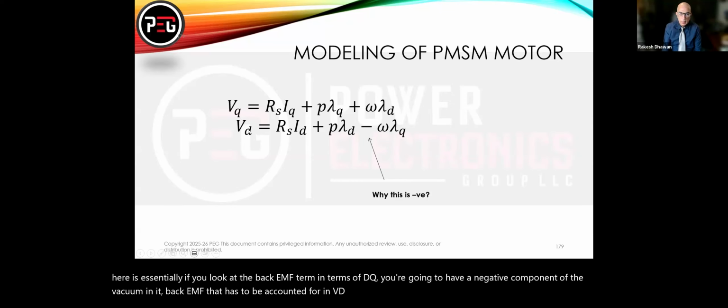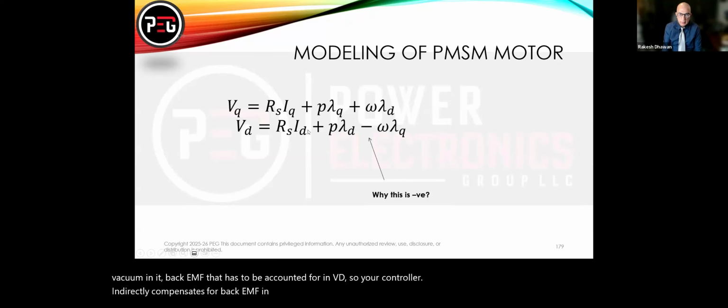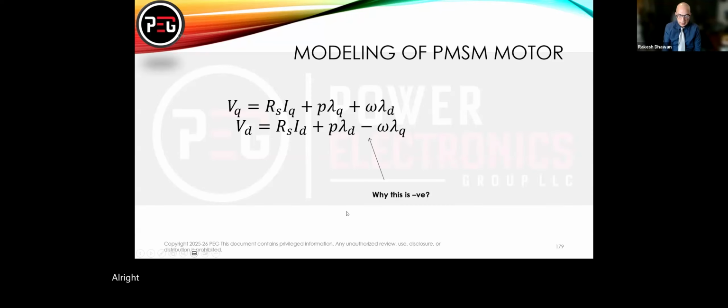So your controller indirectly compensates for back EMF in the D axis, which is generated from the Q axis, and that comes out as a negative component. Does that make sense? All right. So hopefully it is clear. If not, feel free to send me a question so I can address it by email as well.